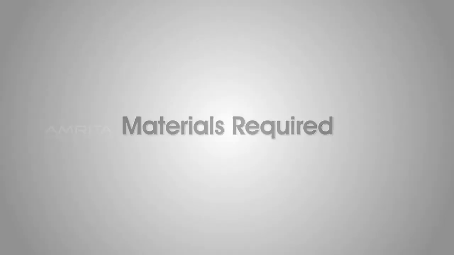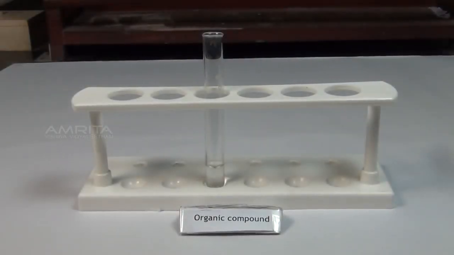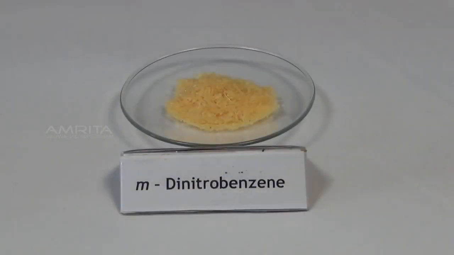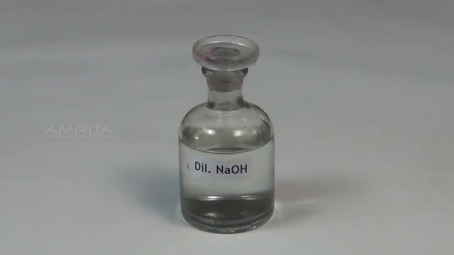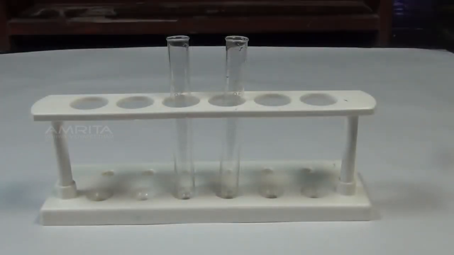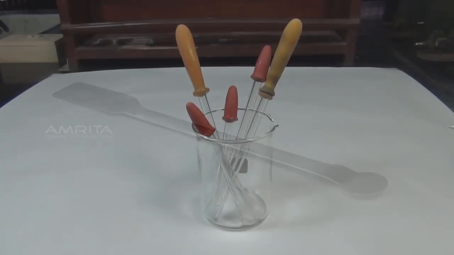Meta-dinitrobenzene test. Materials required: organic compound, meta-dinitrobenzene, dilute sodium hydroxide, test tube, spatula and dropper.